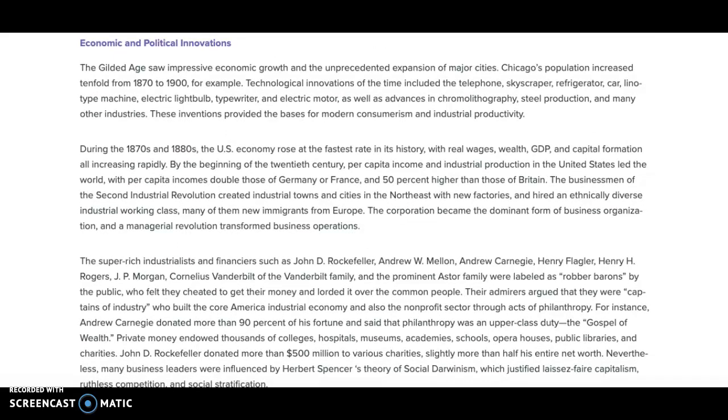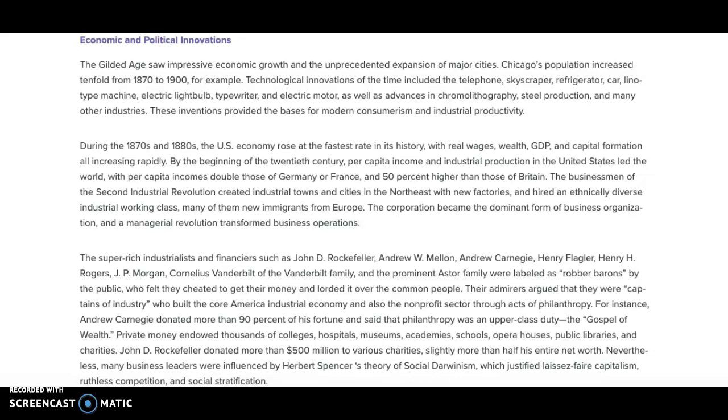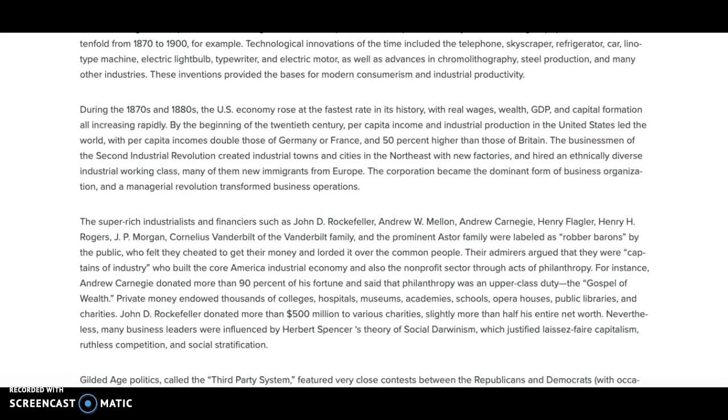Economic and political innovations. The Gilded Age saw impressive economic growth and the unprecedented expansion of major cities. Chicago's population increased tenfold from 1870 to 1900, for example. Technological innovations of the time included the telephone, skyscraper, refrigerator, car, linotype machine, electric light bulb, typewriter, and electric motor, as well as advances in chromolithography, steel production, and many other industries. These inventions provided the basis for modern consumerism and industrial productivity.